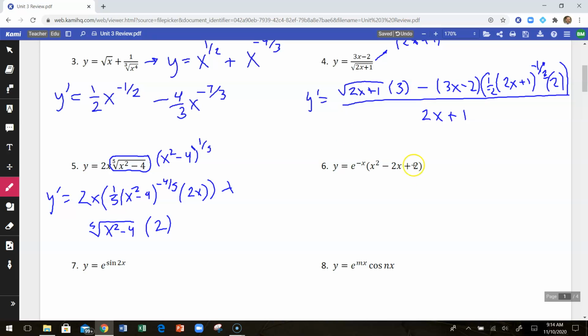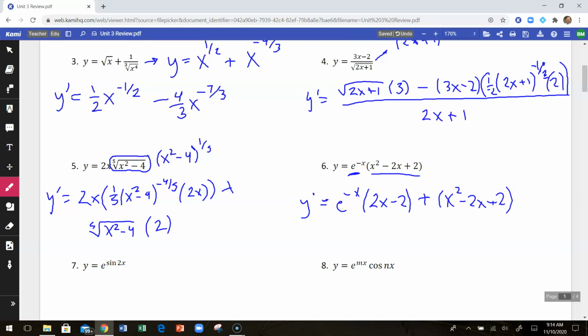Number 6 is a product as well, so I'll just use the product rule here. Y prime is equal to, so my two functions here are e to the negative x and then that polynomial. So the first times the derivative of the second, which would be 2x minus 2, plus the second, which is x squared minus 2x plus 2, times the derivative of the first.